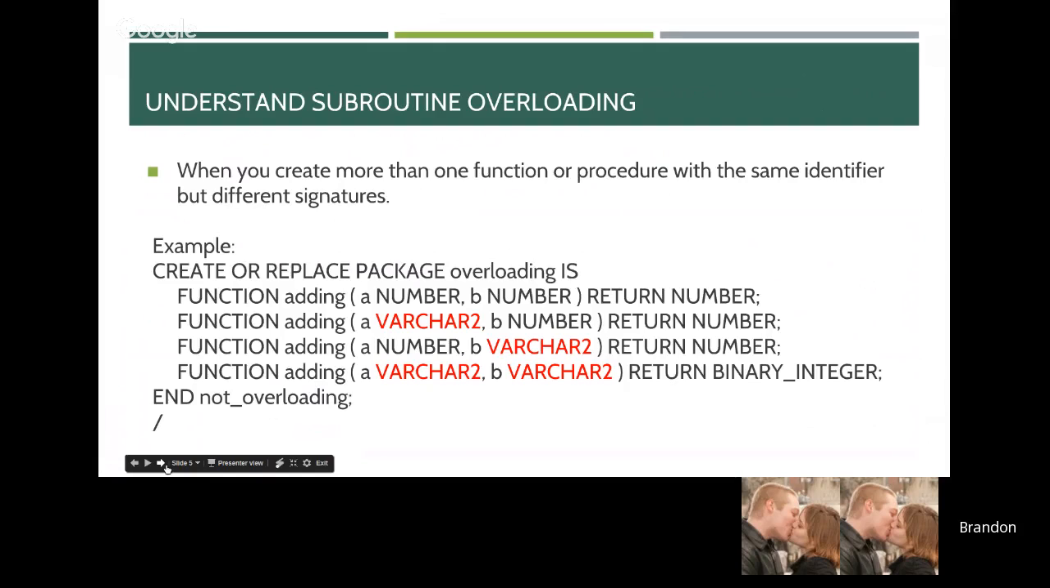Overloading is when you create more than one function or procedure with the same identifier but different signatures. For example, you cannot overload a function by changing the parameter names, and changing the return data type does not alter its unique signature. In order to alter the unique signature, you need to change the data types of the parameters. As shown in the example, the highlighted parameters have been changed.